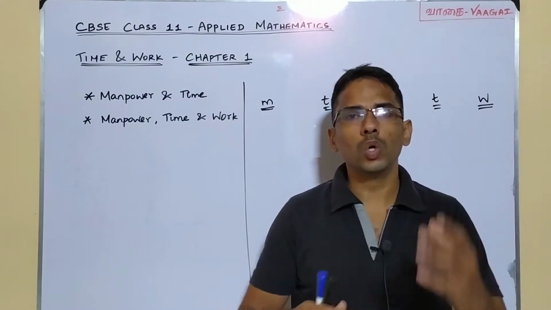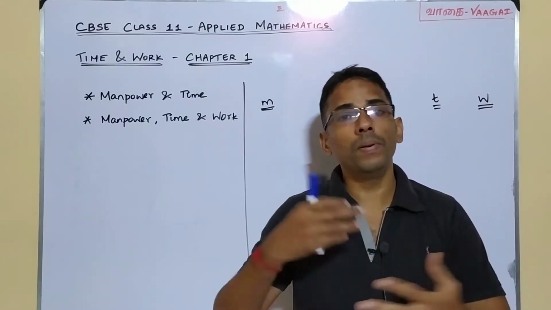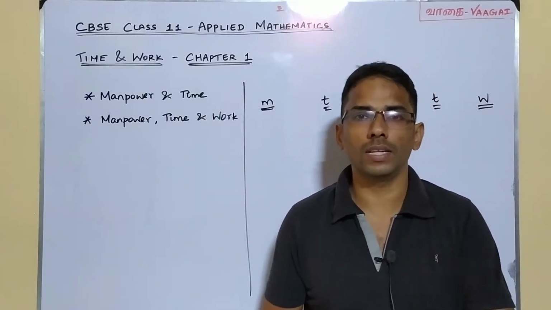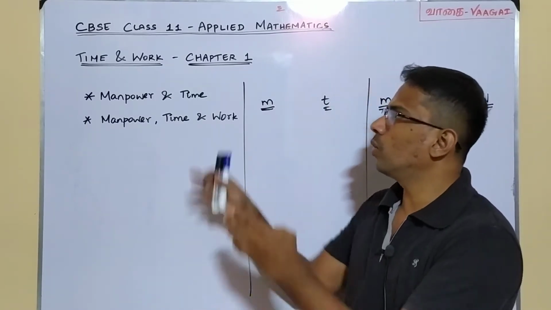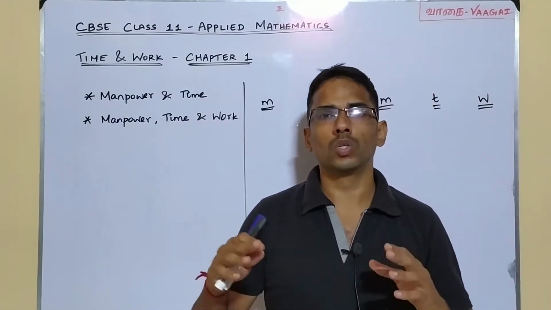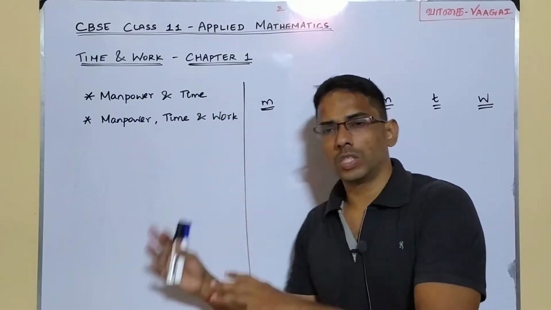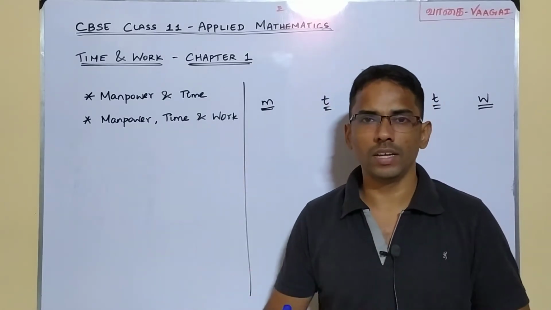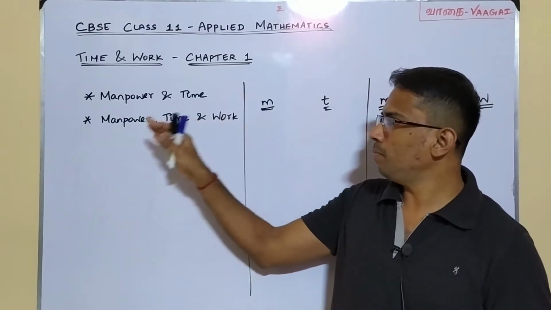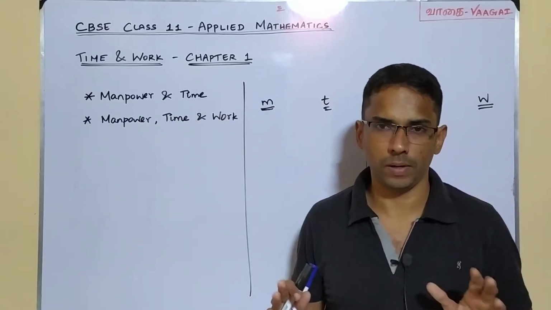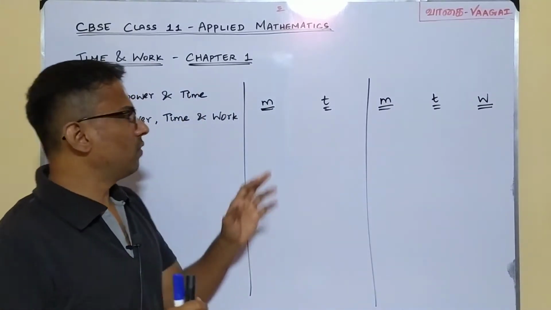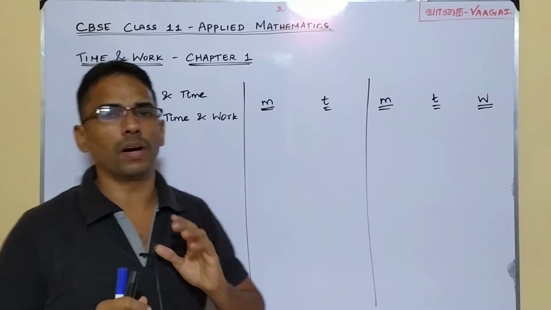And lastly, you will get some application problems, like problems based on pipes and cisterns. Pipes and cisterns is actually an extension of this time and work only. Okay, fine. So with this concept as the beginning, we are going to start this chapter 1. As I told, we are going to start with the manpower and time, manpower, time and work concept. Yes, let's start. In order to begin, let's start with the comparison of manpower and time.